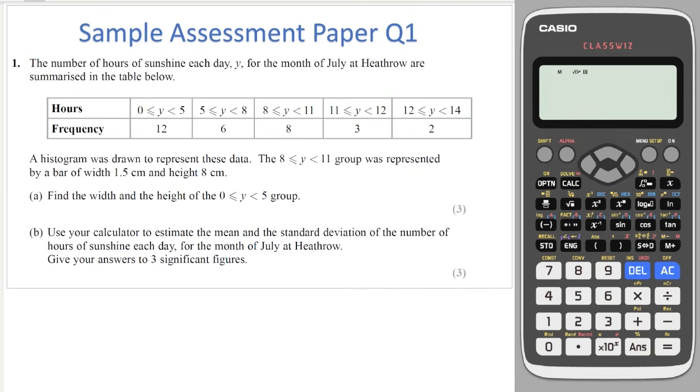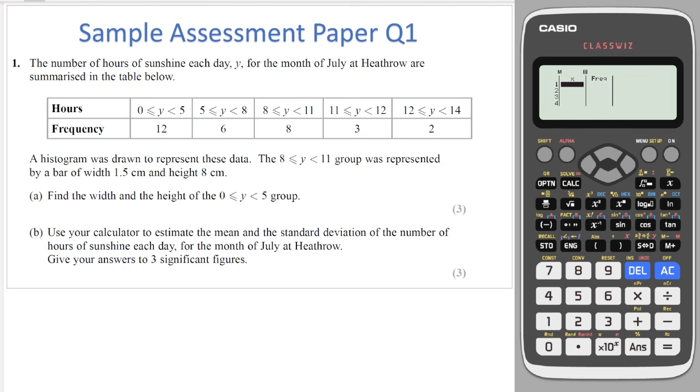Perfect. Okay, next question, and I'm going to do part B here because this is the calculator part of the question, and I've been asked to work out the mean and the standard deviation. So I'm going to go to Menu, Statistics, I'm going to press One Variable, and I'm going to have to go to Shift Setup and go down to where it says Statistics, number 3, and I've got to turn the frequency on.